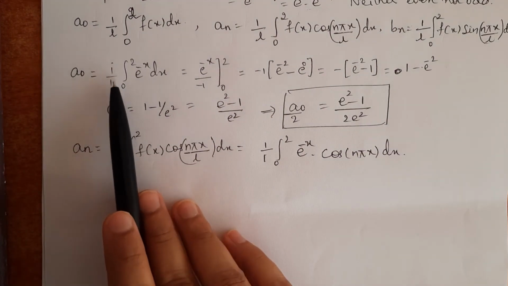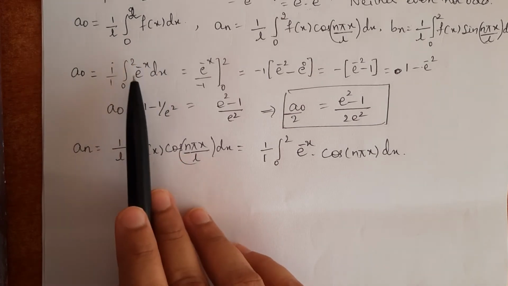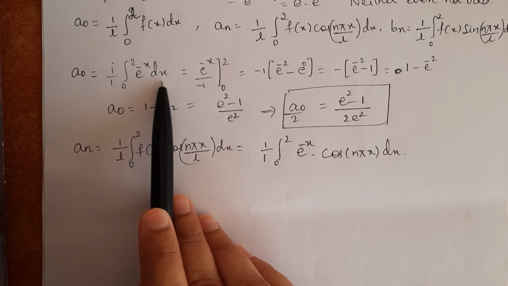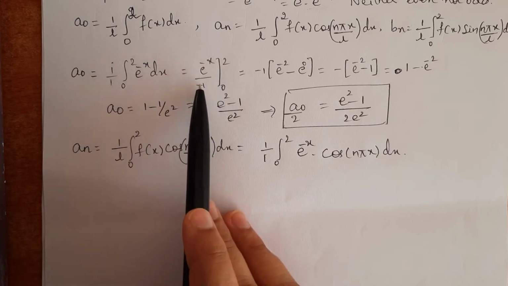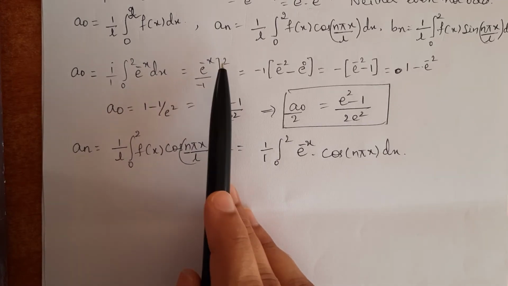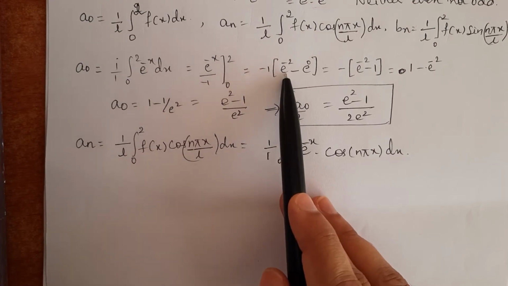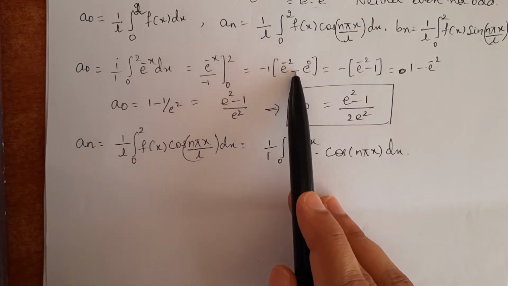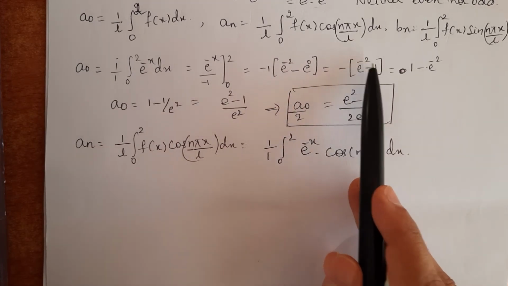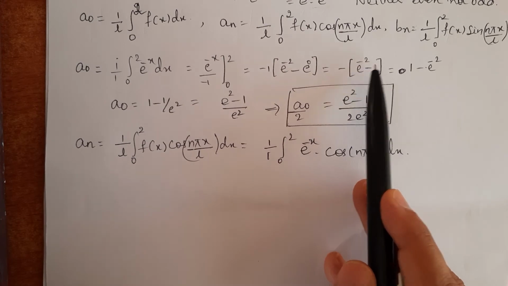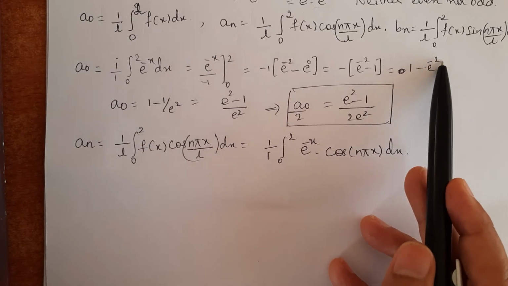a0 is 1 by l, l is 1, integral between 0 to 2. Our function f of x is e to the power minus x into dx. So integration of e power minus x is e to the power minus x divided by minus 1 between the limit 0 to 2. So minus 1 I will keep as it is and I am substituting the limits. e power minus 2 minus lower limit e power 0, which is equal to minus of e power minus 2 minus e power 0 is 1. Then by multiplying this minus sign, I will get 1 minus e power minus 2.